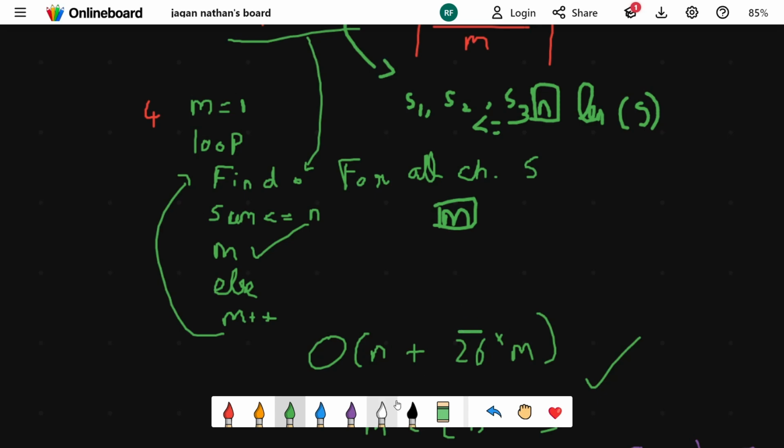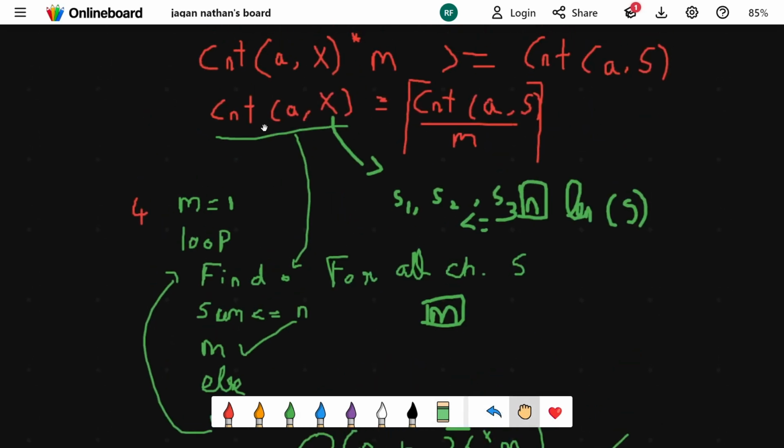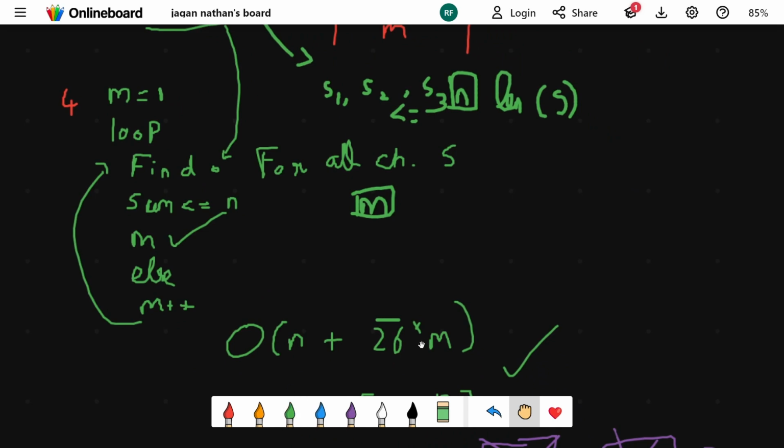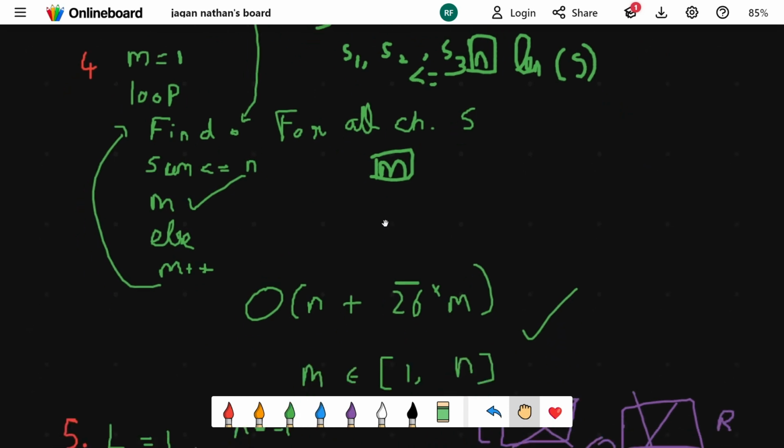26 because we have to do this for each character, A, B, and so on. This is already pre-computed, so count of this will take O of 1 only. And finding the count of each character will take O of 1. And since there are 26 characters, it's 26 times m. Right, so the solution will be O of n plus 26 times m.